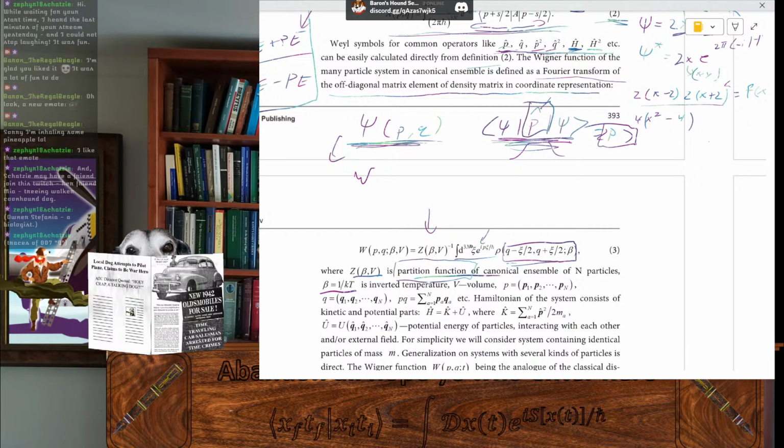Okay, and Z is the... What is rho then? Is rho just density? Yeah. So this is a density matrix. So what this... Let's see.